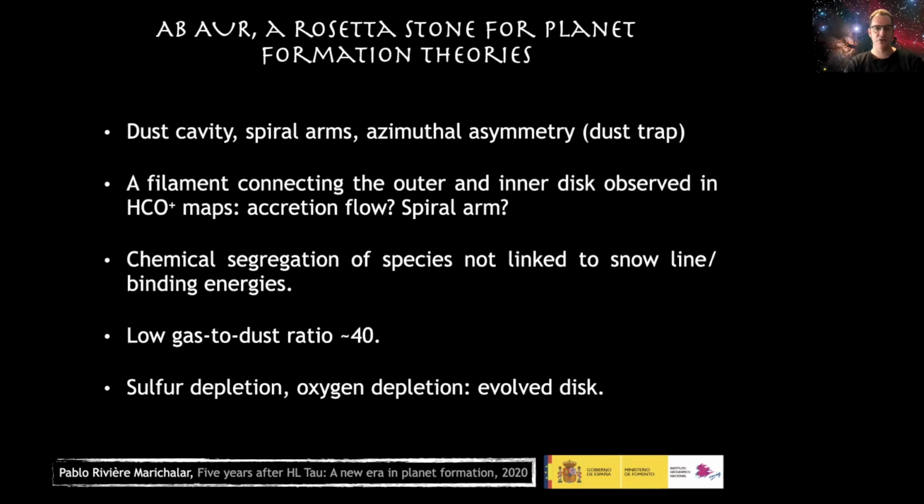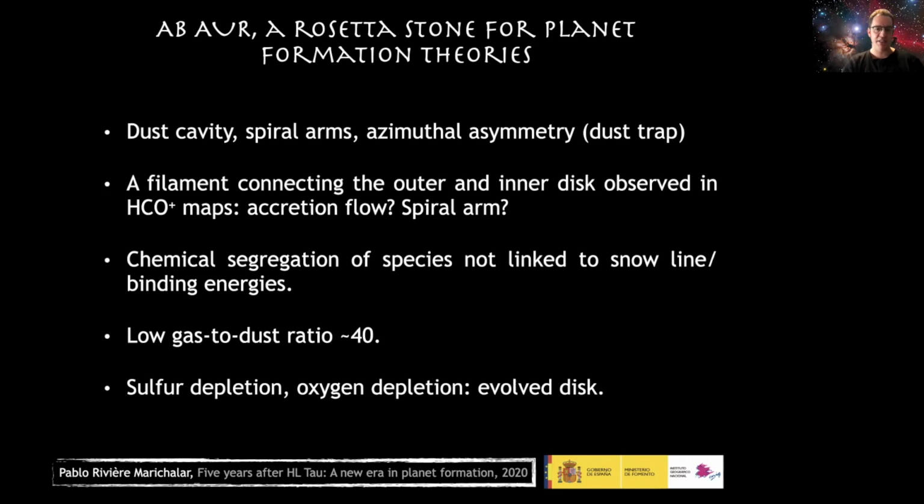And finally, to summarize, well, this source is a very interesting source with a dust cavity, spiral arms, and azimuthal asymmetries, so features that can be explained by the presence of a planetary companion. There is a very interesting filament connecting the outer disk and the inner compact source that is present in HCO+ maps. And it seems to be tracing an accretion flow. However, further research is needed.